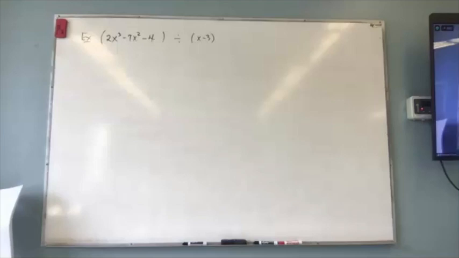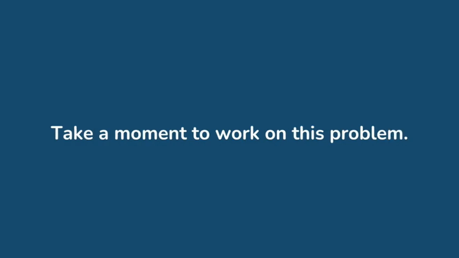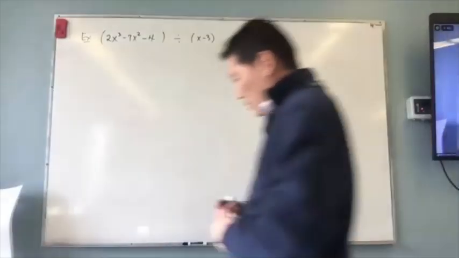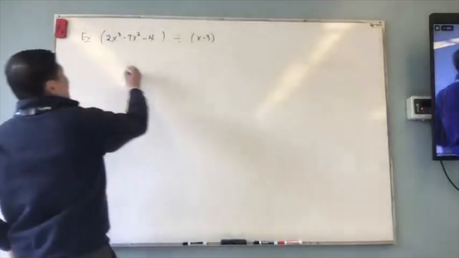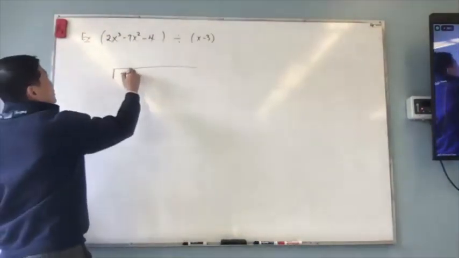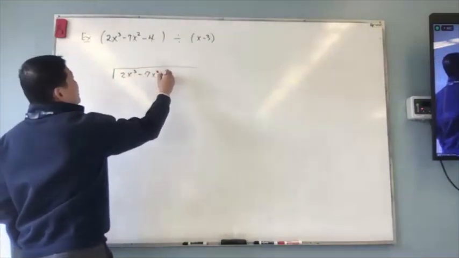So 2x cubed minus 7x squared minus 4 divided by x minus 3. All right, let me get started with the first step and then see how far we take, okay? Just like the typical division, right? You write out this first one.